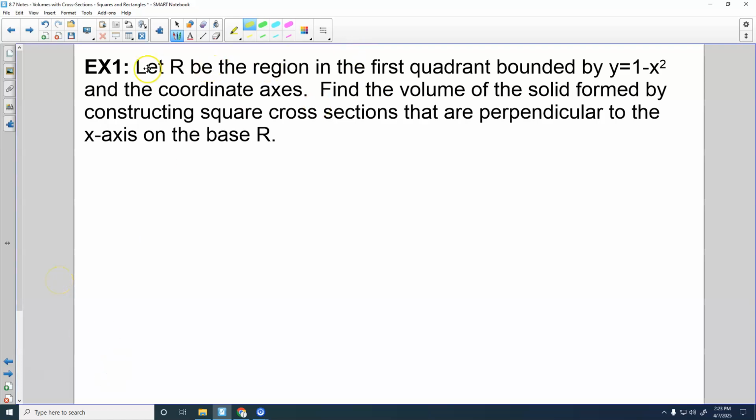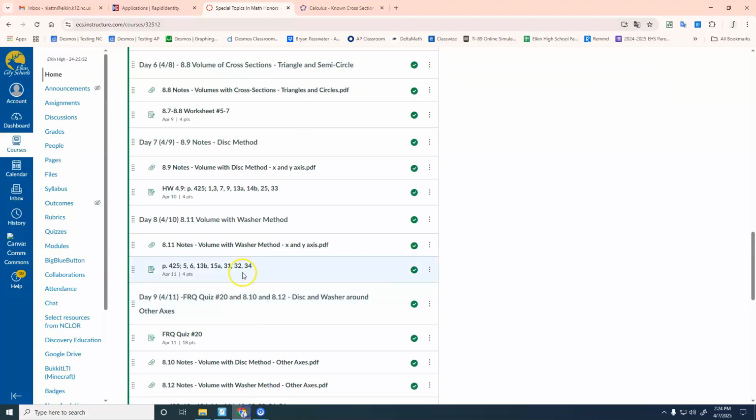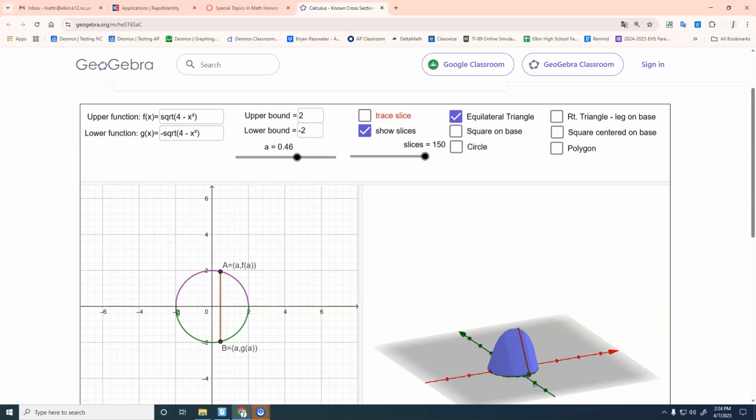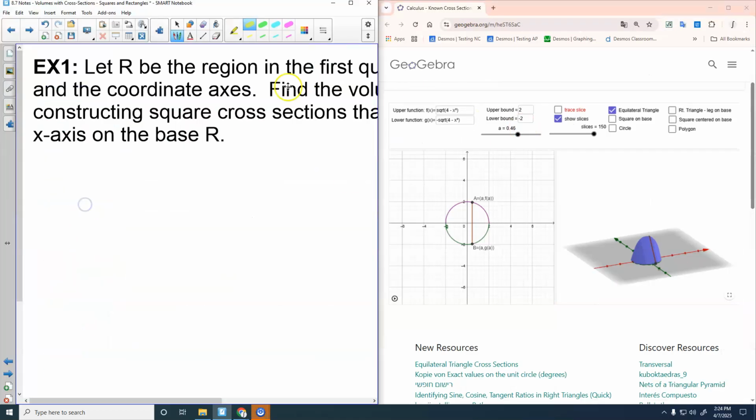So let R be the region in the first quadrant bounded by y equals 1 minus x squared and the coordinate axes. Find the volume of the solid formed by constructing square cross-sections that are perpendicular to the x-axis on the base R. I actually think I might go over here and let you see what we're doing for this. So in this case, it's first quadrant.